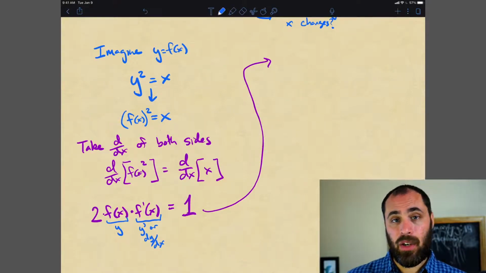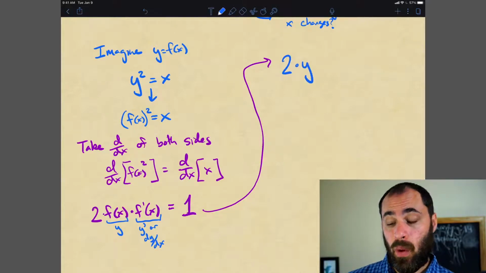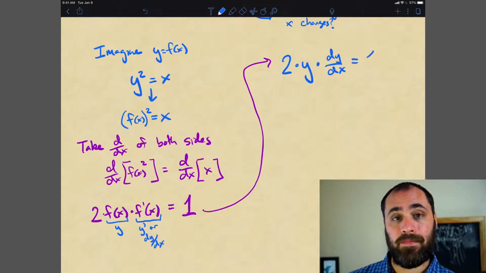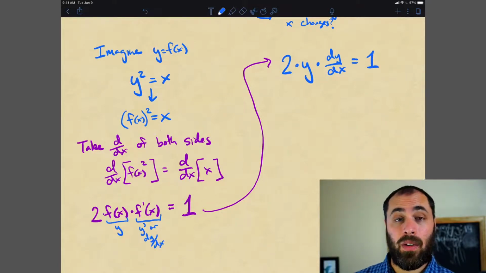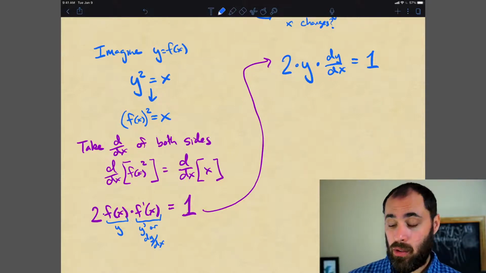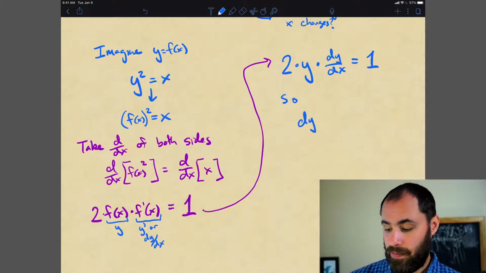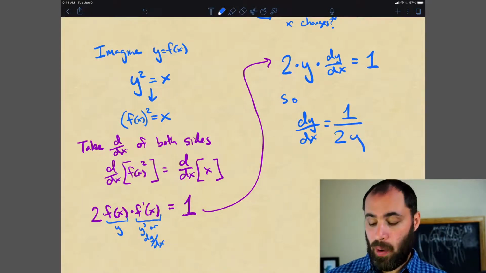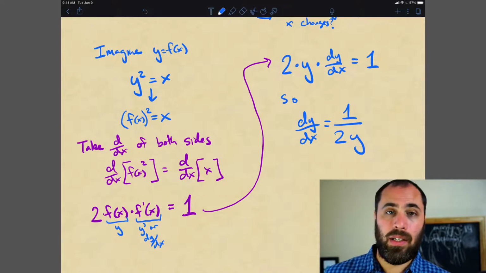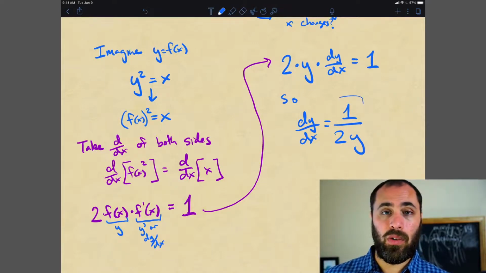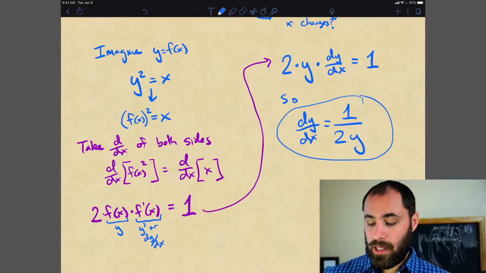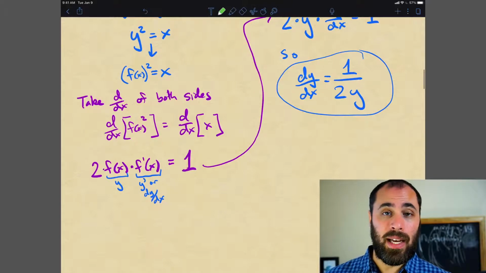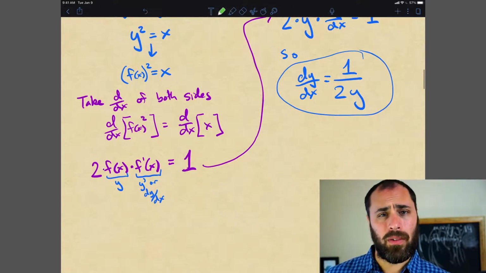And that last expression we can write this way: 2 times y times dy/dx, or y prime if you prefer, equals 1. The original question asked, what is dy/dx? So let's solve for that quantity. We can divide both sides by 2 and divide both sides by y, and we get dy/dx is equal to 1 over 2y. So that tells us that the derivative, the rate of change, how y changes with respect to x, depends on the y value at a point.